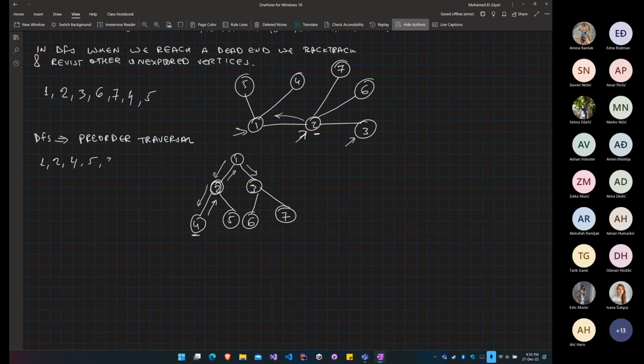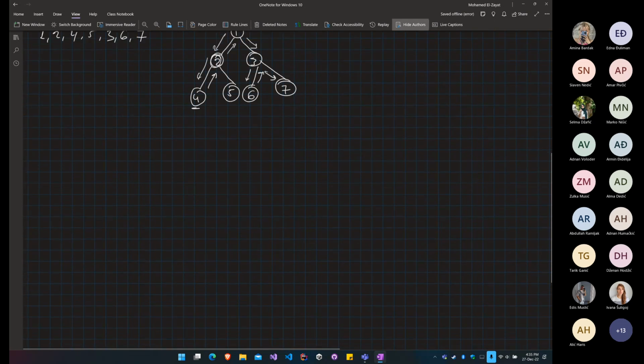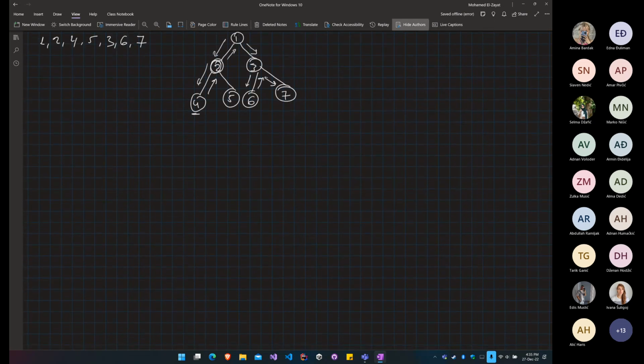So we have 3, then we pick up 6, then we pick up 7, right? You backtrack, and then you pick up 7. So this is basically what your DFS traversal on a binary tree would look like. Okay. So let's assume for a minute that we pick up another example.